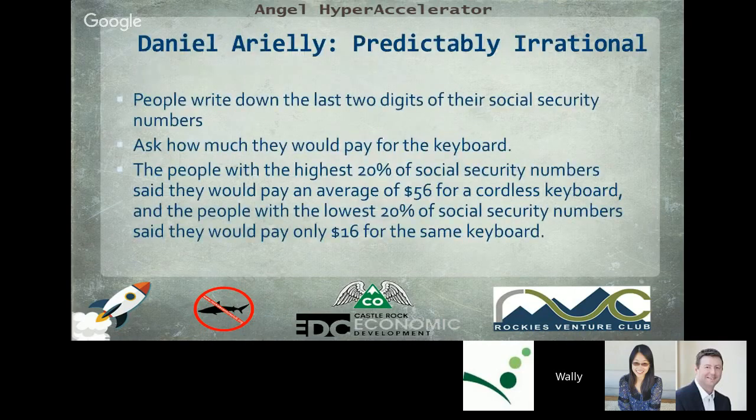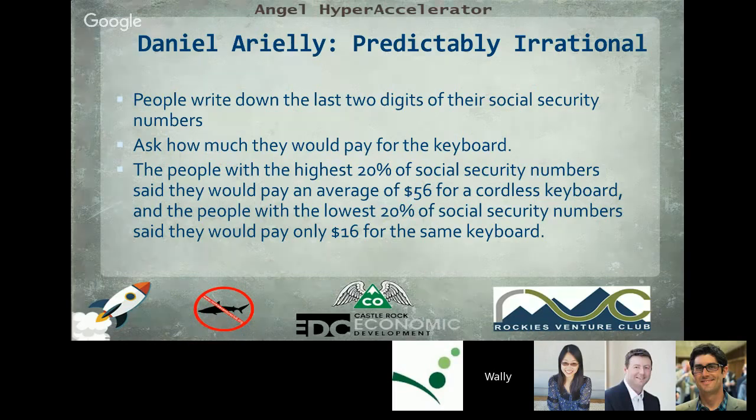In this book, Predictably Irrational, Daniel Ariely has a really cool experiment he does to show how, when people are thinking about values of things, a lot of things that are irrational or not related to the actual value of the thing can come into play. And so this is important to understand when you're negotiating a deal.